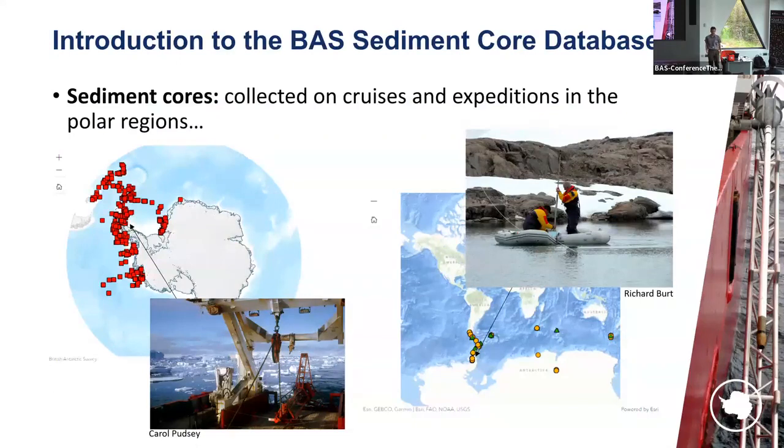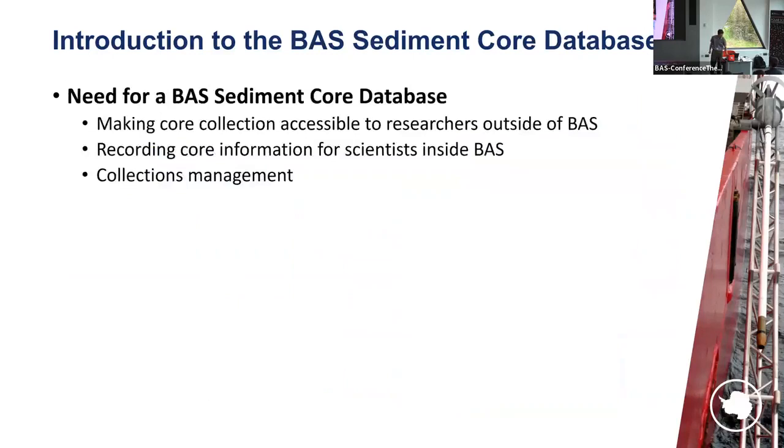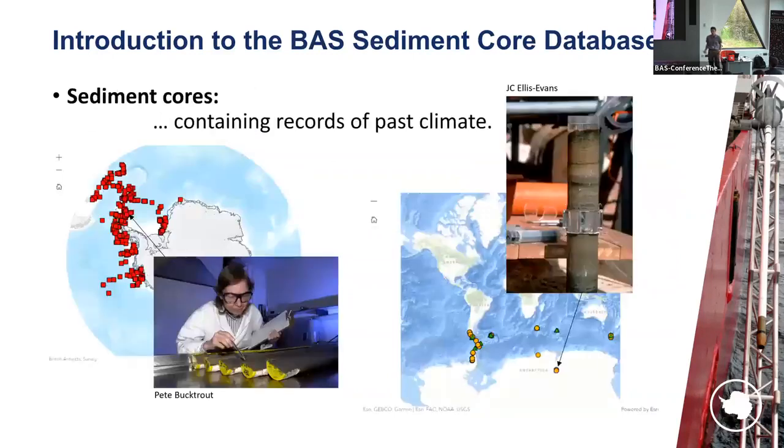We've got in the new Polar Core Storage Facilities about 200 marine cores, which have been collected on 13 cruises since 1987, and about 300 lake cores and a similar number of peat cores that have been collected over 18 expeditions since the early 90s. These cores are scientifically valuable because they contain records of past climate through time.